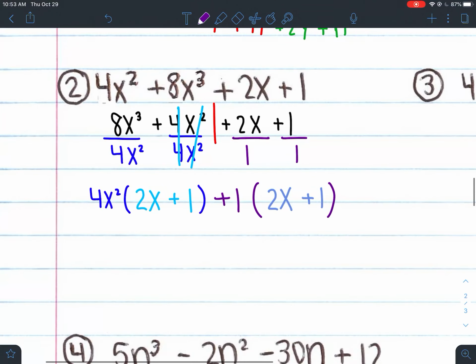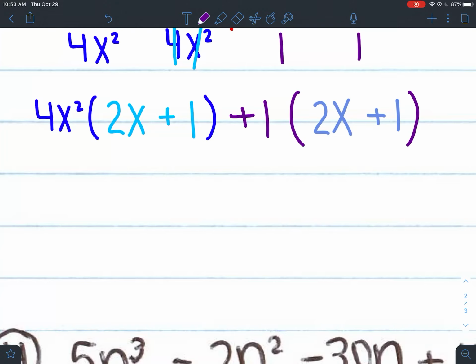Now at this point, what do you always check for before you move on? You always check to make sure your parentheses match before you move on. So looking at my 2 sets of parentheses, they match. So I'm good to go.